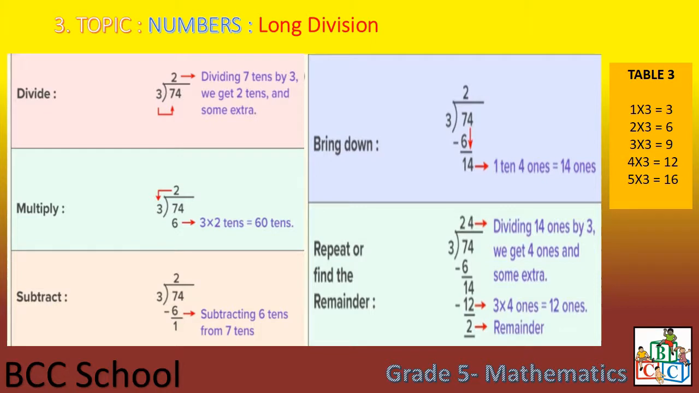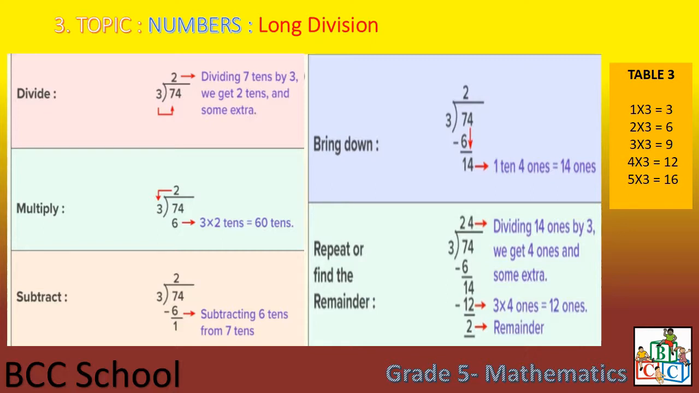Let us read the first row. Divide. Dividing 7 tenths by 3, we get 2 tenths and some extra. So here, since we don't have number 7 in table 3, we have to take number 6. 2 times 3 equals 6. This is why here the answer is 2.